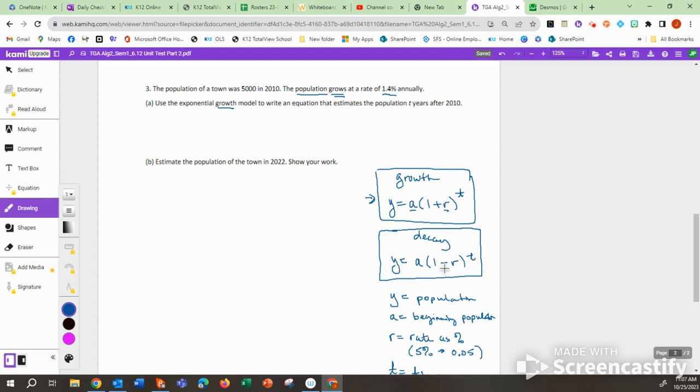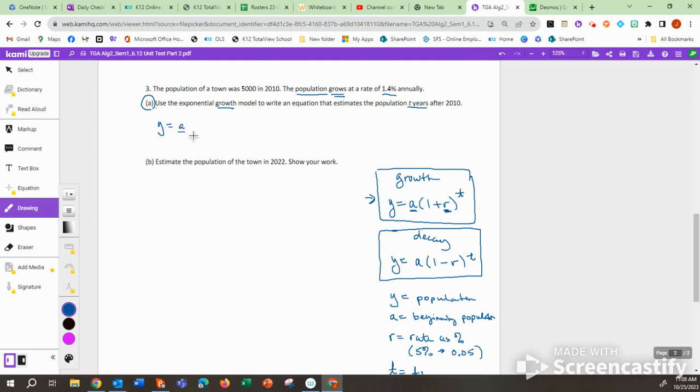And then you've got to figure out, A says use the exponential growth model to write an equation that estimates the population for T years. So this A part, you're going to just plug in the A and the R, and you're going to leave the T because it says in T years. Okay, so you're not going to solve all the way out for the A part.